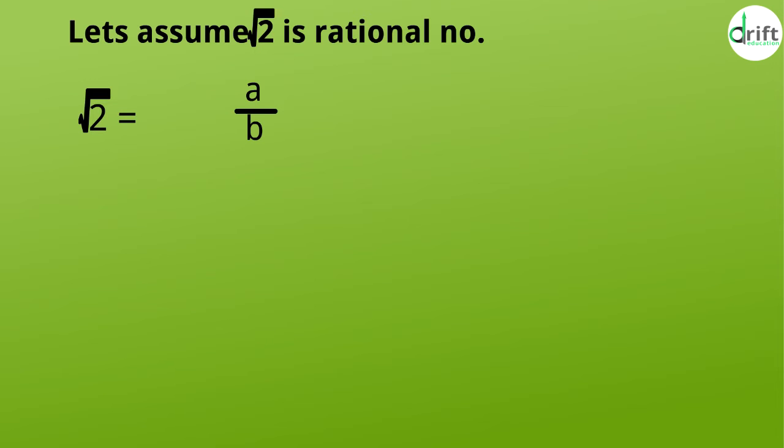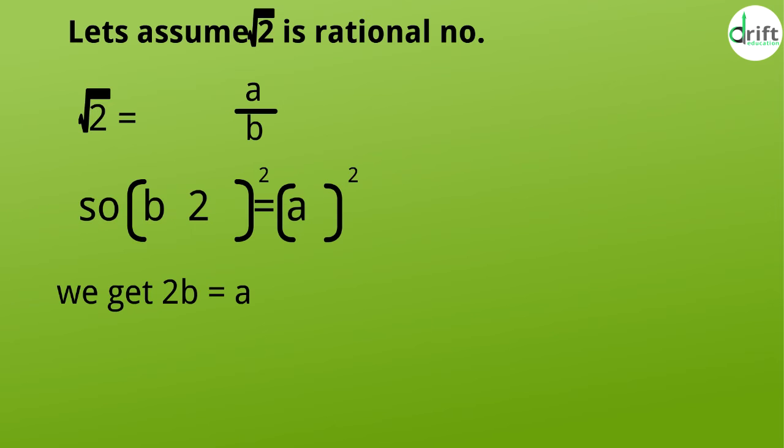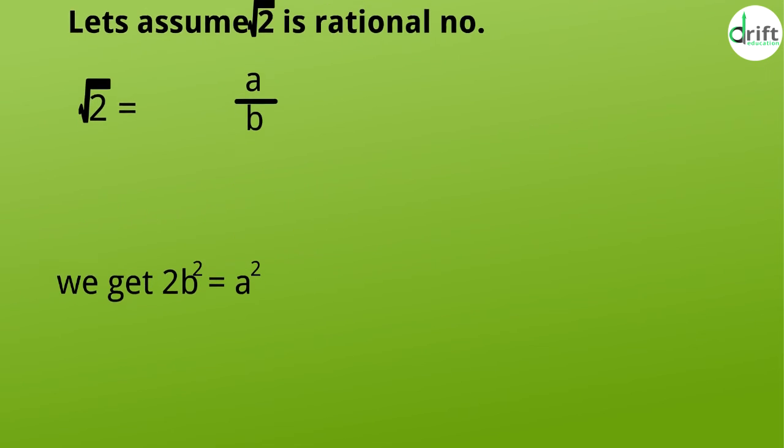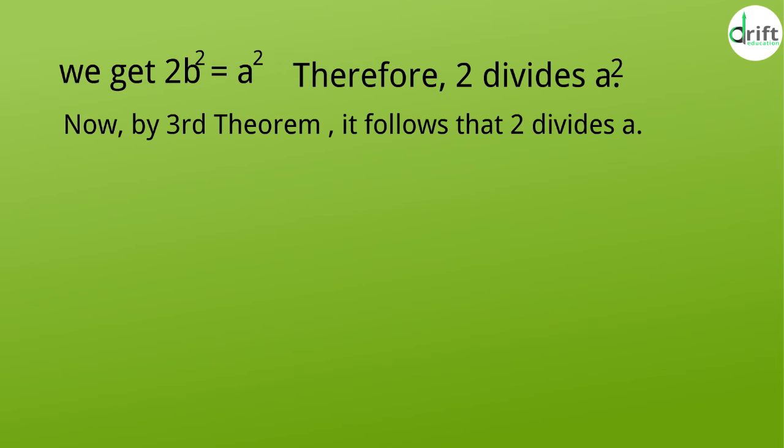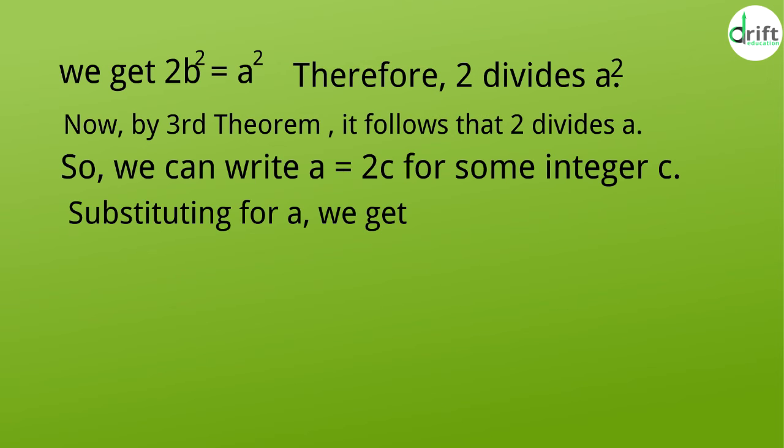So b root 2 equals a. Squaring on both sides and rearranging, we get 2b square equals a square. Therefore, 2 divides a square. Now by the third theorem, it follows that 2 divides a. So we can write a equals 2c for some integer c. Substituting for a, we get 2b square equals 4c square. That is, b square equals 2c square.